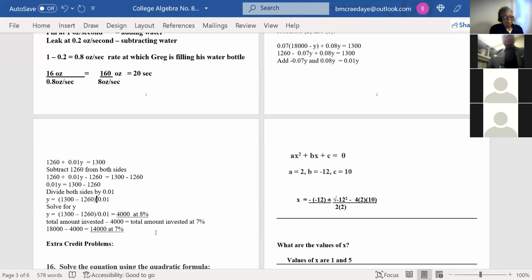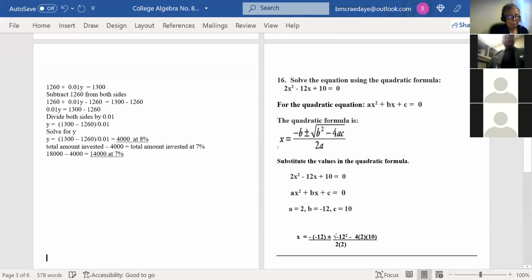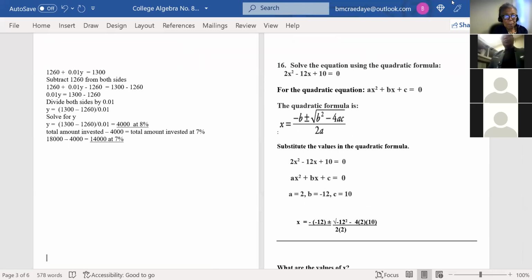Questions on 15? Any questions? Okay. Then the next thing we had was 16. Okay, so let's go to 16. And 16, that was the quadratic, the general formula of quadratic.